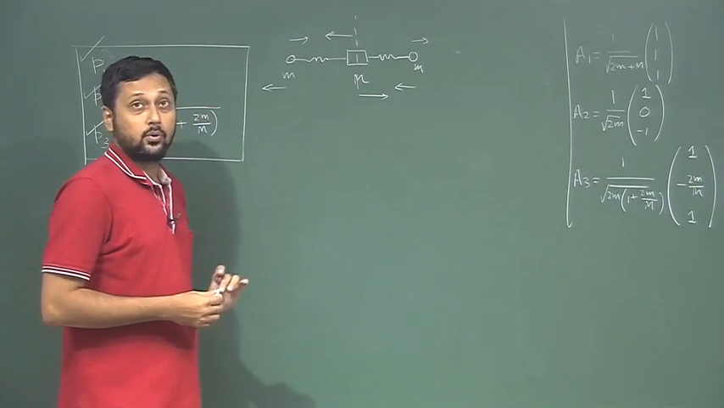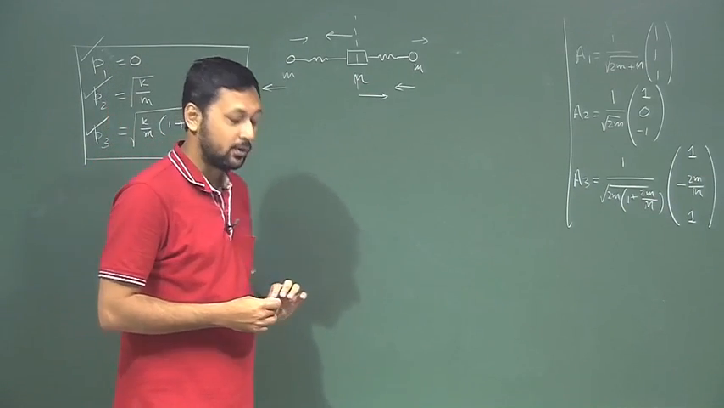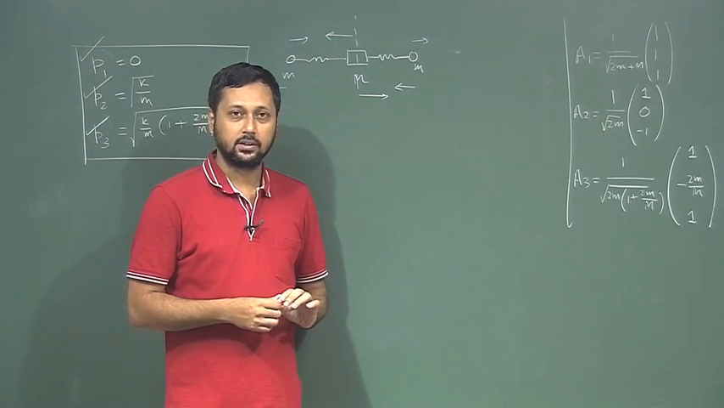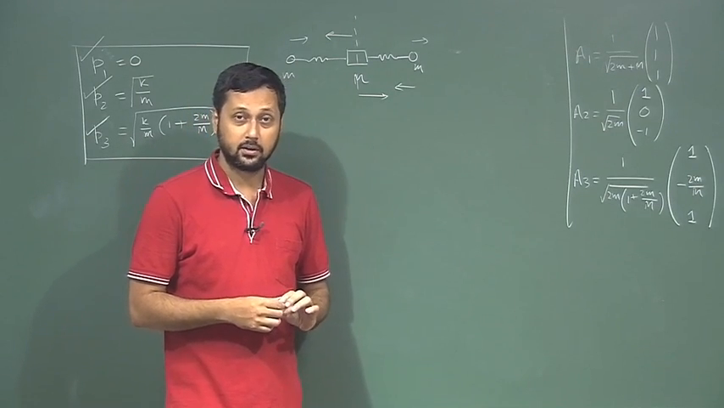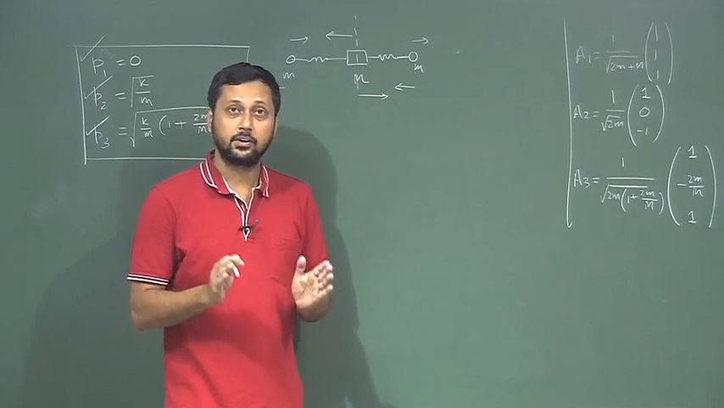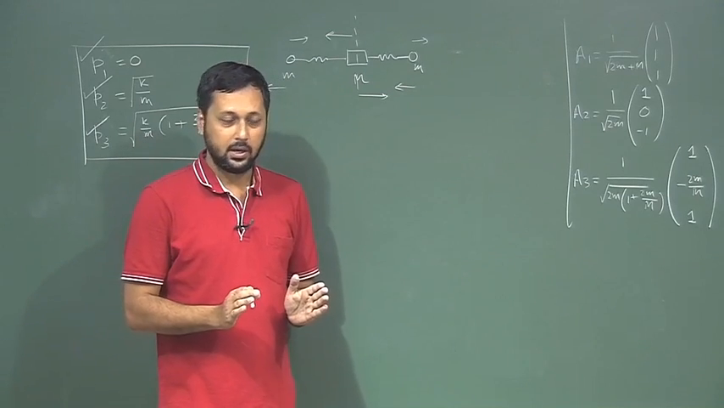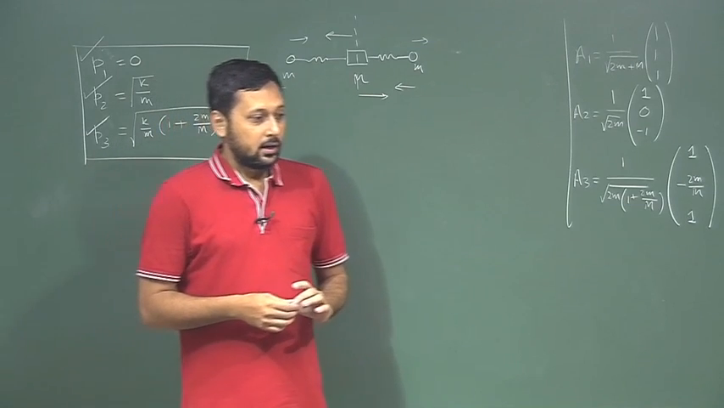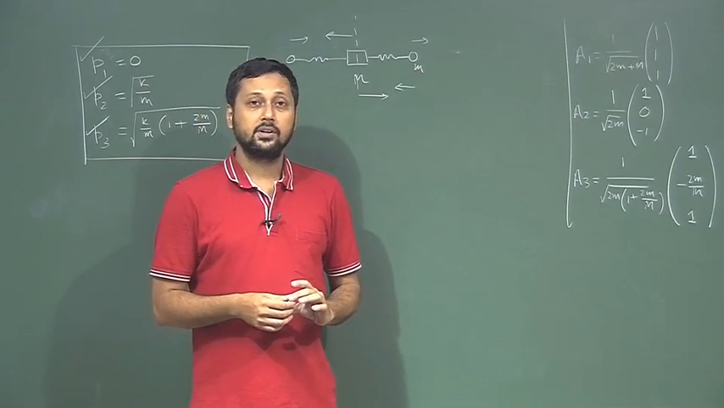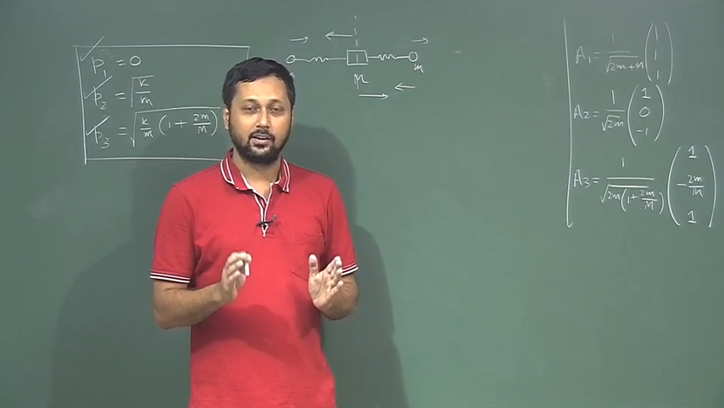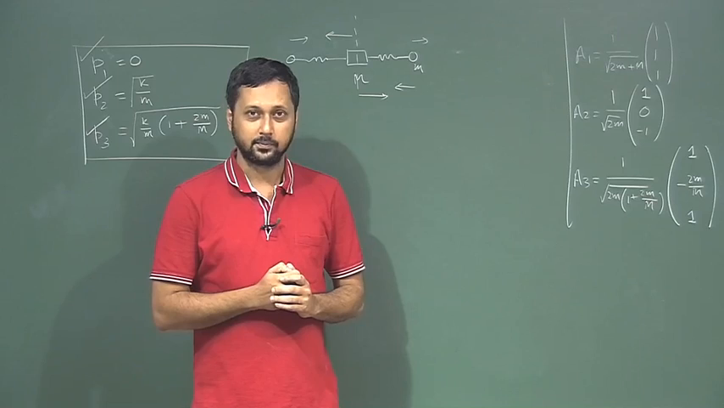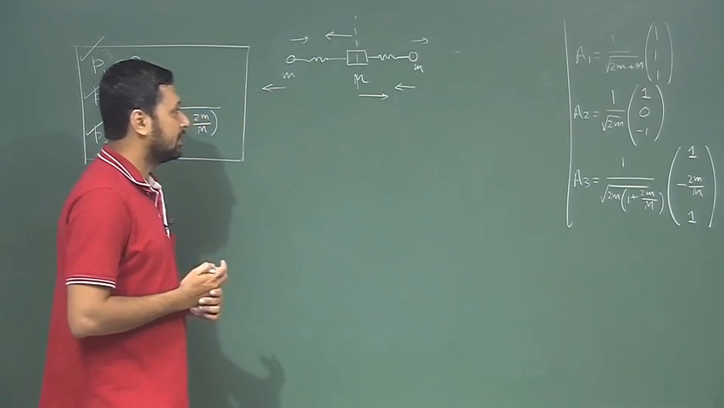Now, why so? This is because there is another very interesting property of normal oscillation, normal mode vibration. Please remember, this property is specific to vibration. Okay. For translation and rotation, it might not be valid. And that particular property is that the center of mass in a normal mode vibration should not move.